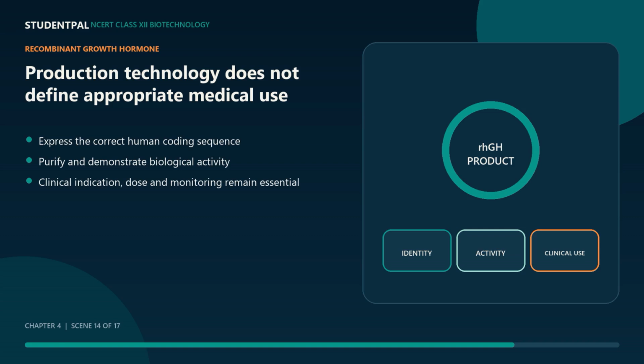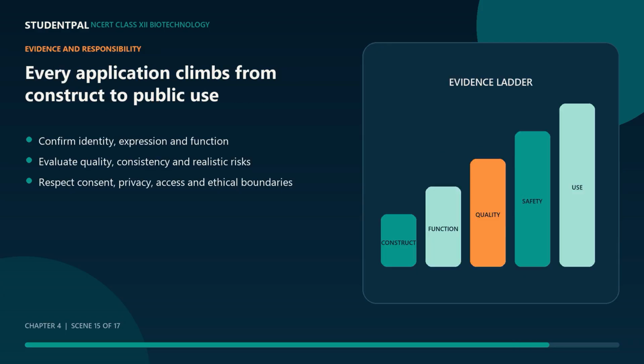This distinction is important in biotechnology. Technical production, product quality, and clinical appropriateness are separate evidence domains. In an exam answer, describe production and validation scientifically, then state that diagnosis and treatment decisions belong within qualified medical care and regulatory oversight. Across all applications, use one evidence ladder.